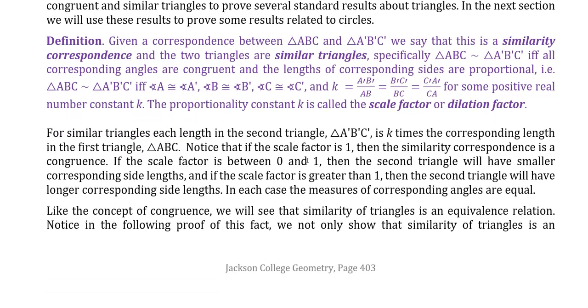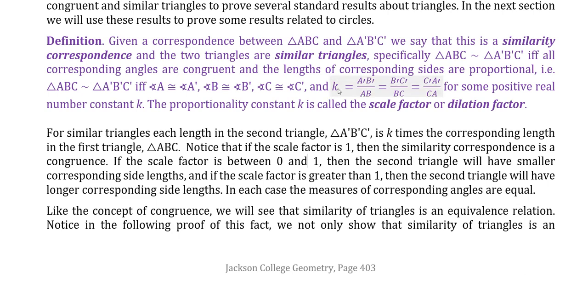So once again, here's our definition of similar triangles, triangle ABC and triangle A prime B prime C prime. We say that triangle ABC is similar to triangle A prime B prime C prime with that correspondence if and only if all corresponding angles are congruent, and the ratios of the lengths of corresponding sides are proportional. So every length in the second triangle is this scale factor k times the corresponding length in the first triangle. So A prime B prime is k times AB, and B prime C prime is k times BC, and so forth.